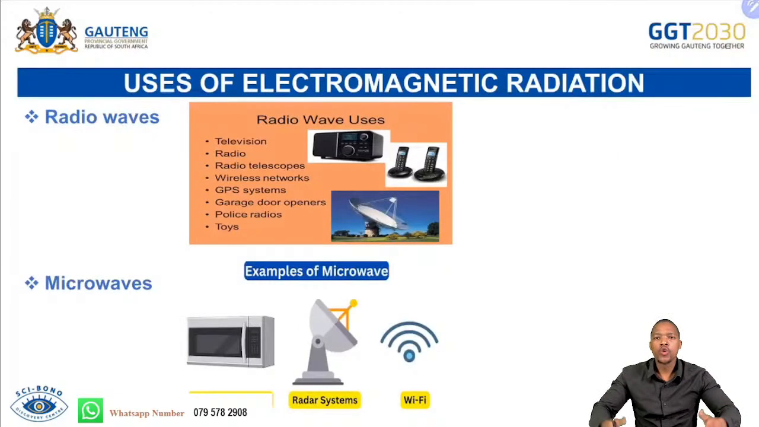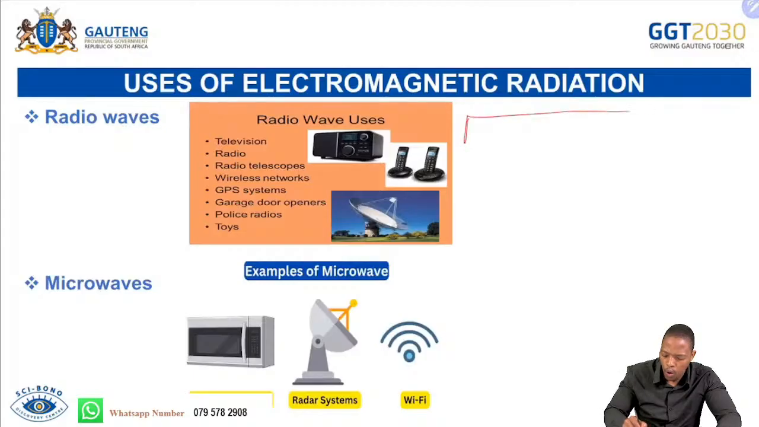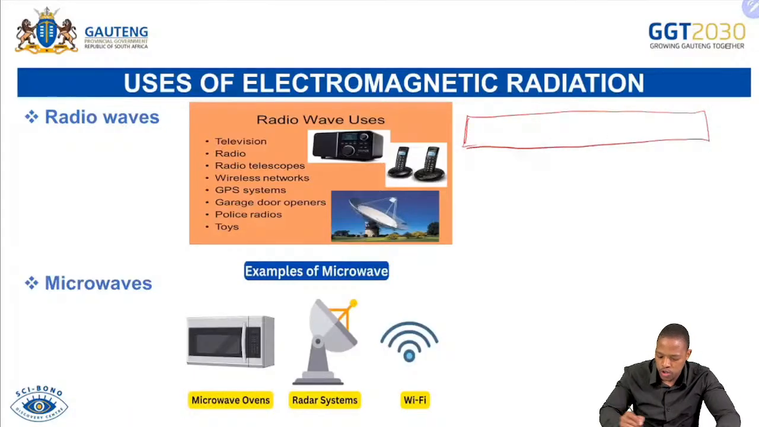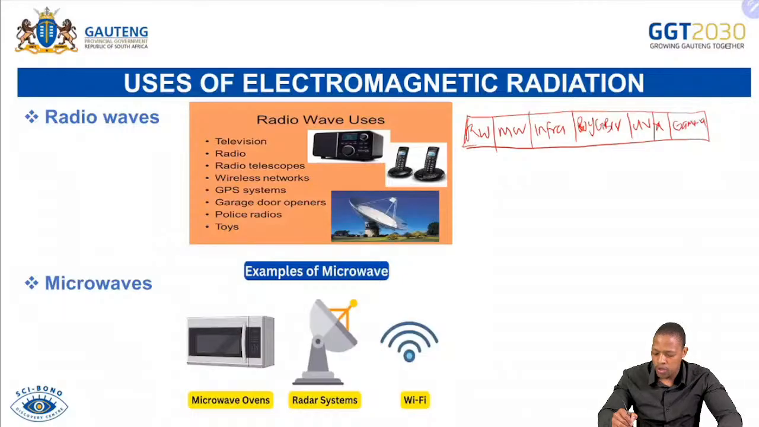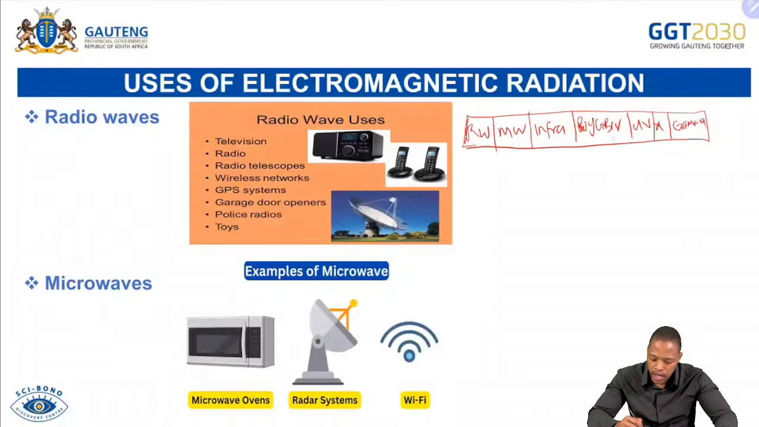Let's look at the uses of electromagnetic radiation or electromagnetic waves in our everyday lives. As we said, our spectrum consists of, as I like to abbreviate it, RW, MW, infra, and then Roy G BIV, then UV, then X, then gamma. So that's how I usually abbreviate it. Each and every one of these has uses in our everyday life.